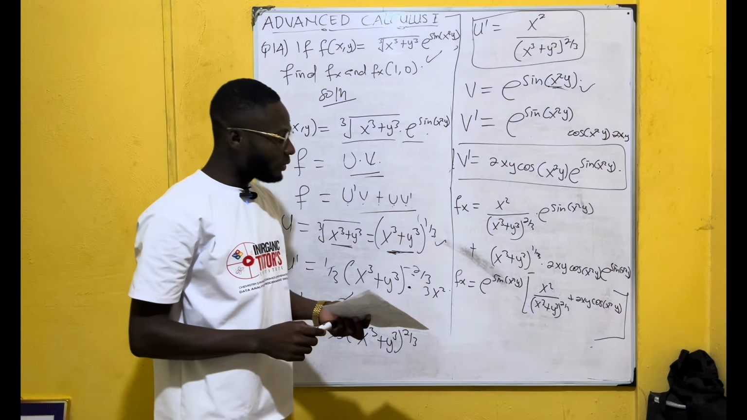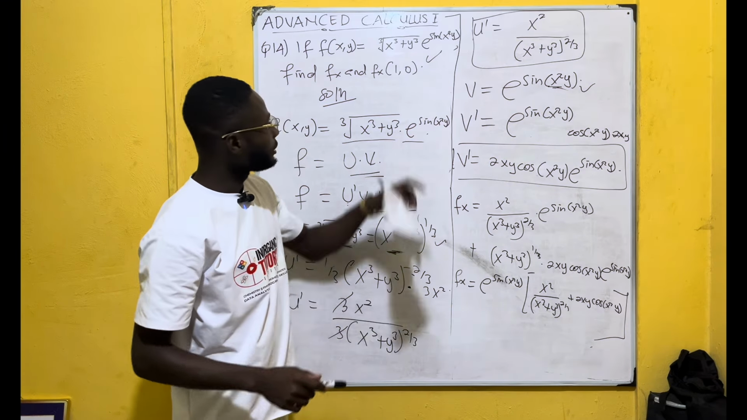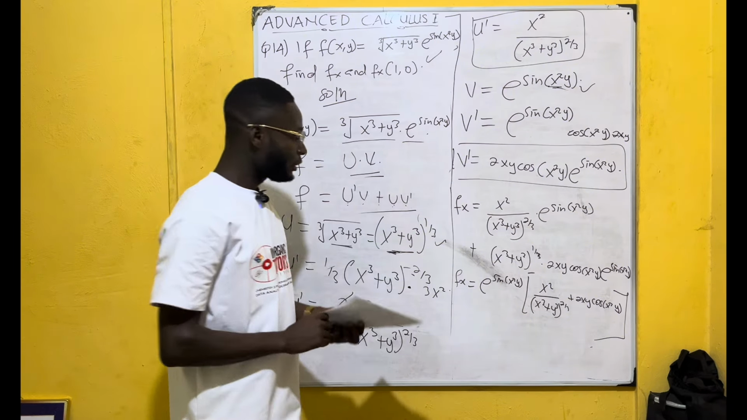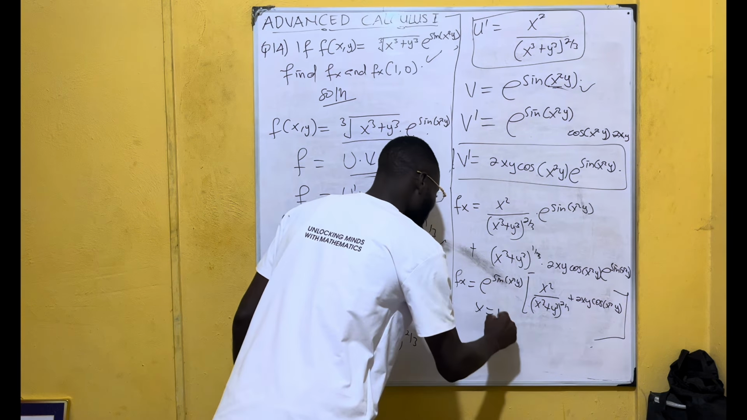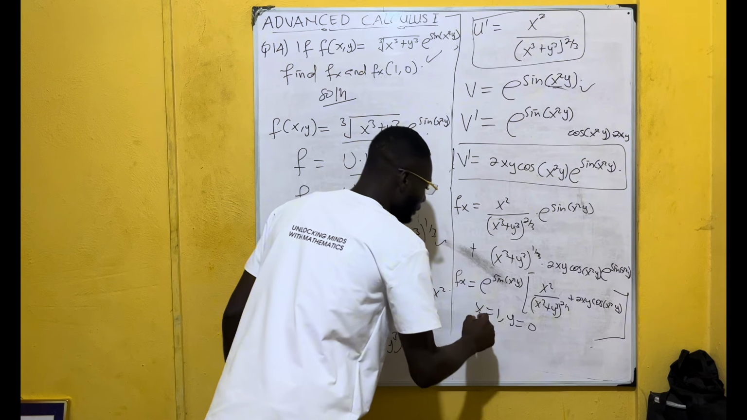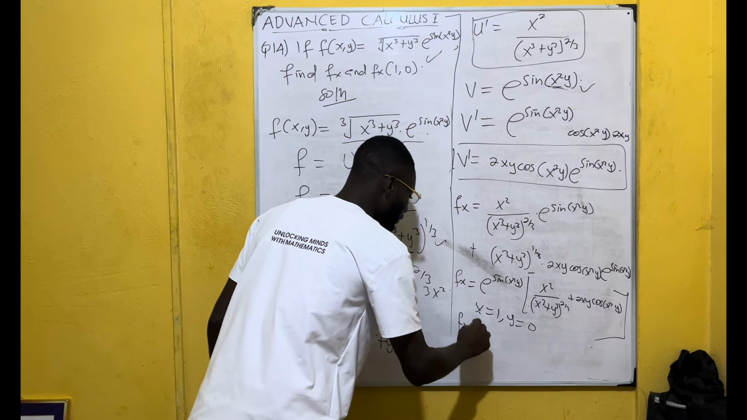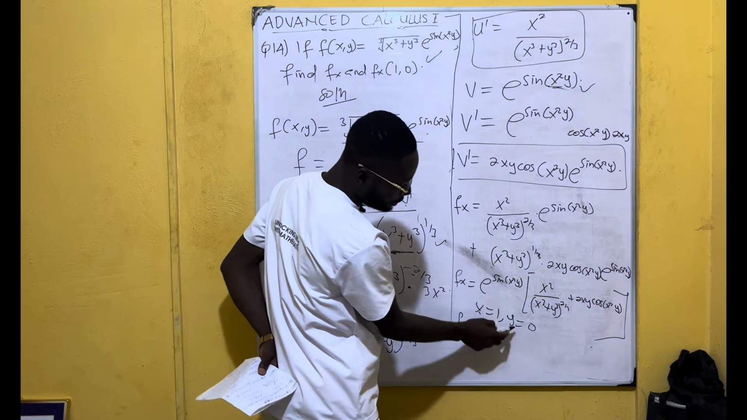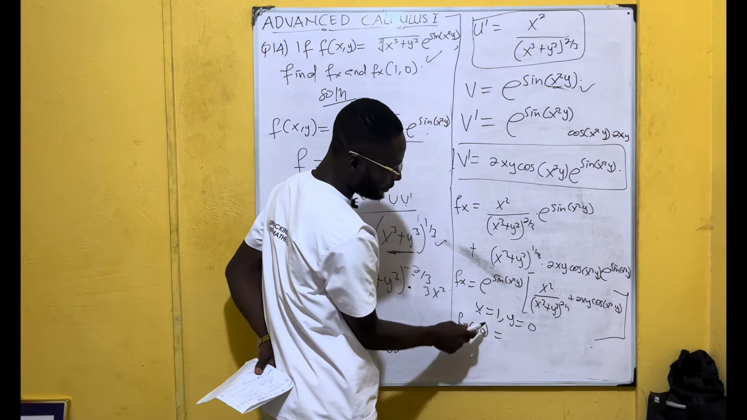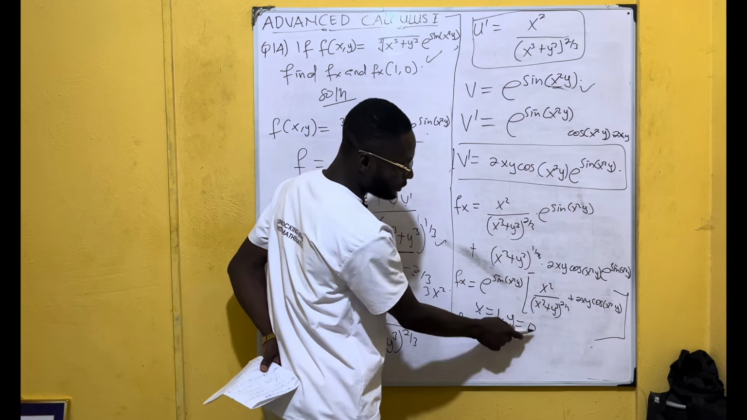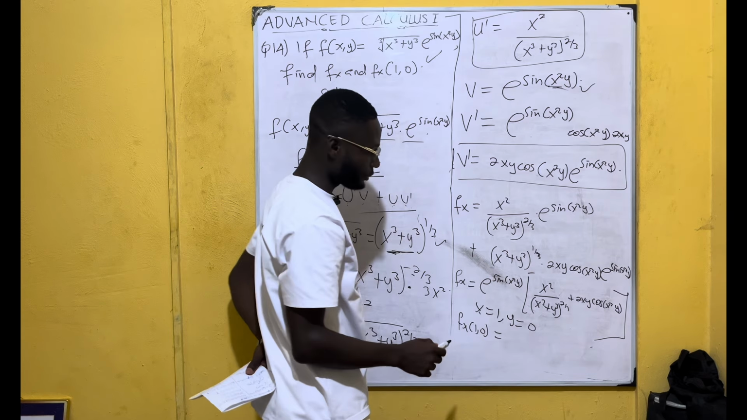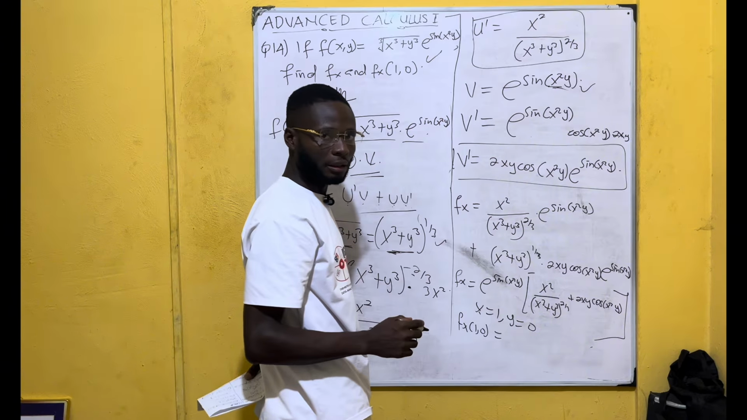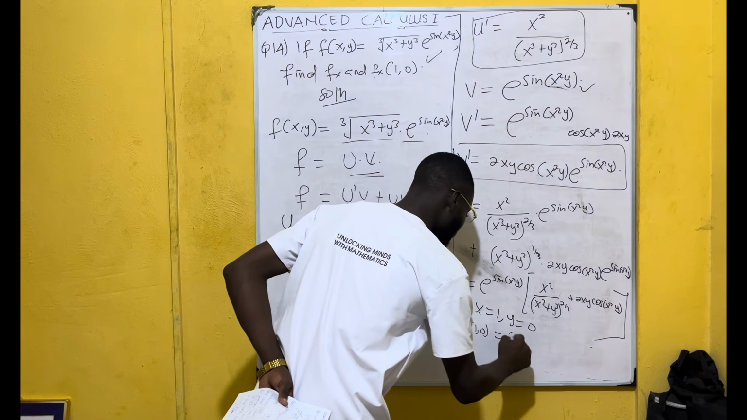Now, let's evaluate it at the given point, which is 1 and 0. This means that x is 1, y is 0. So fs of (1, 0) will give us, when you put 1 here, sine of 1 times 0, and sine 0 is 0. So we have e to the power 0, and e to the power 0 is 1. Right? So we have 1 here.